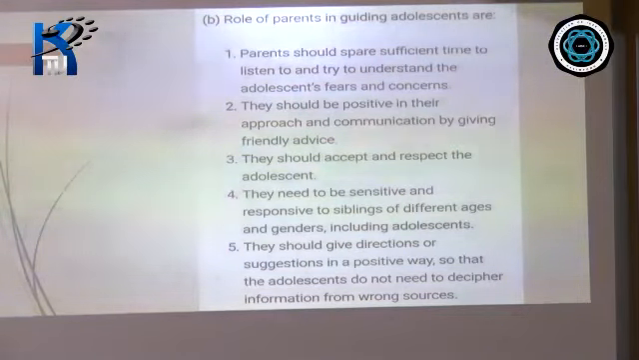The role of a parent is very important to guide an adolescent, along with teachers, of course. Parents should spare sufficient time with an adolescent. They should be positive in their approach and communication and give friendly advice. Accept and respect an adolescent. He is no more a child. It is the first step to adulthood. They need to be sensitive and responsible to siblings of different ages. They should give directions and suggestions in a positive manner and not overlook their views.